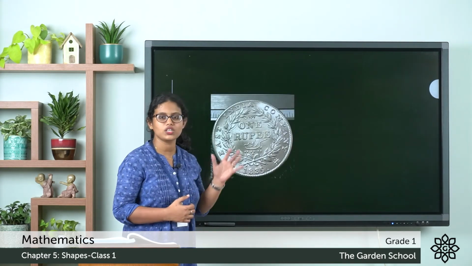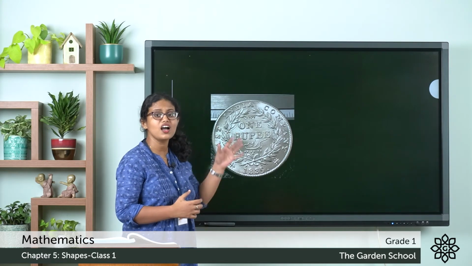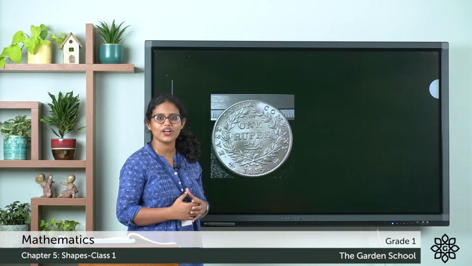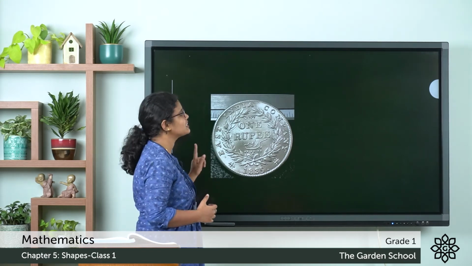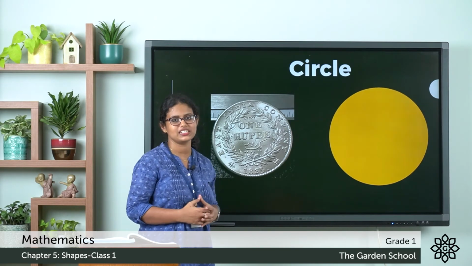So what is this? What picture is this? You can see a coin, right? It's a 1 rupee coin. And what is the shape of this 1 rupee coin? It is circle in shape. That is the next shape we are going to discuss.